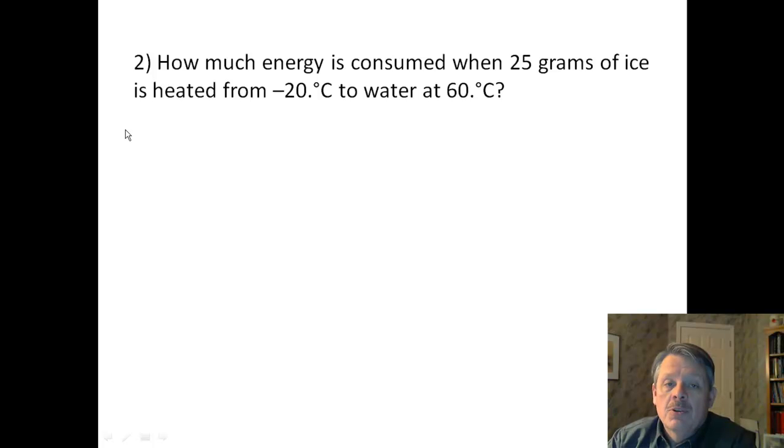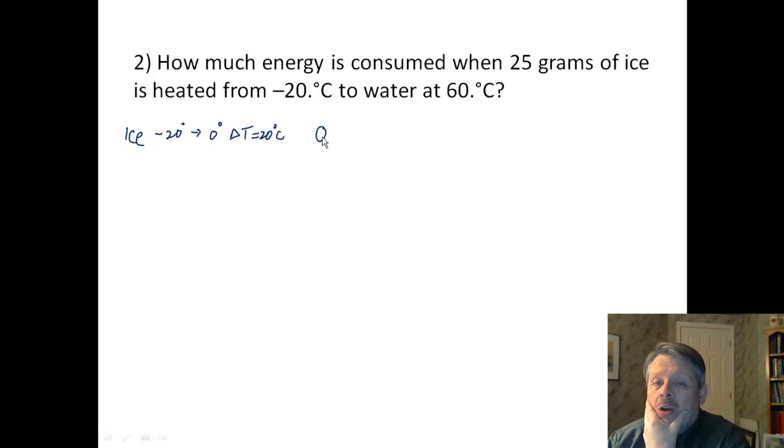All right, the first thing we're going to do is take the ice, and we're going to go from negative 20 degrees Celsius up to 0 degrees Celsius. So I have a change in my temperature of 20 degrees Celsius. I know that Q is equal to mc delta T. So what does that tell me? Well, my mass is, how much do I have? I have 25 grams of ice.